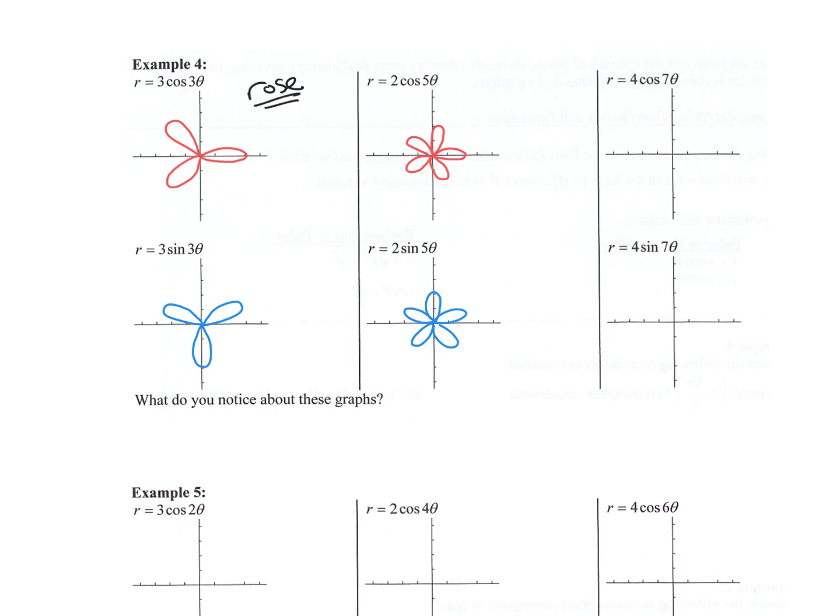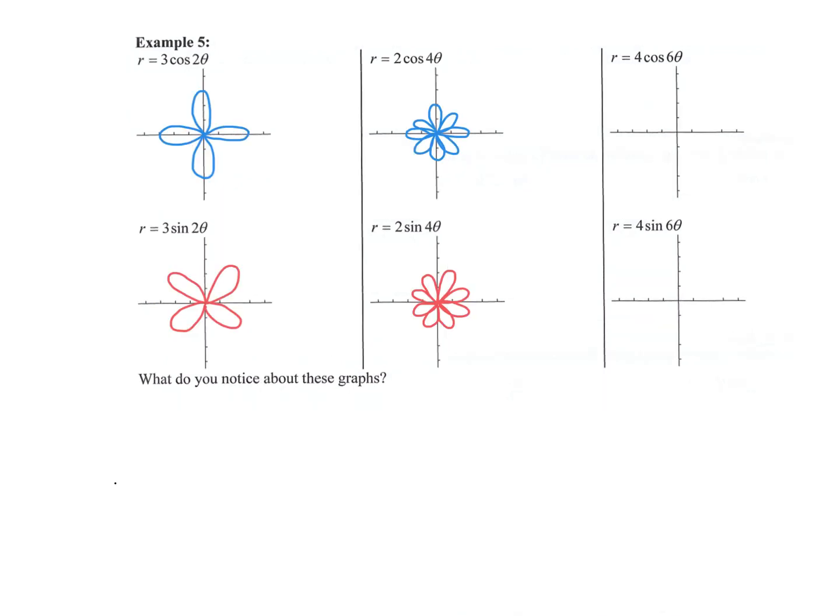Now, what does this number out front do? That's how far the petals go. That's how far out the petals go, exactly. And so this will go out to 3. This one will only go out to what? 2. All right. And so that's its maximum length that it goes out. All right. Let's move to the next set about these.